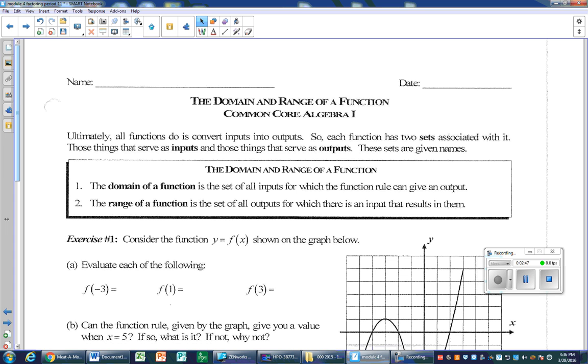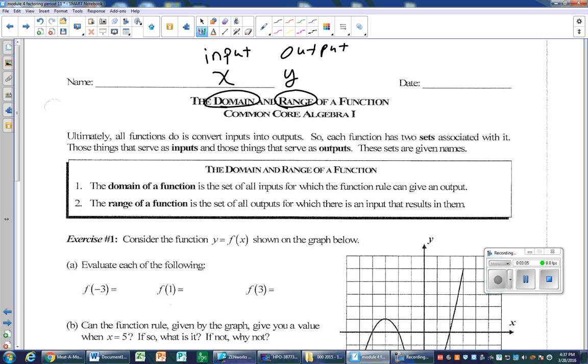Okay, now on page 379 on top, we have domain and range. Now they're already in alphabetical order, which is nice. Domain just means x and range means y. Domain means input, what you put in, and range means output, what comes out. So ultimately, all functions do is convert inputs into outputs. All they do is convert chickens into chicken nuggets.